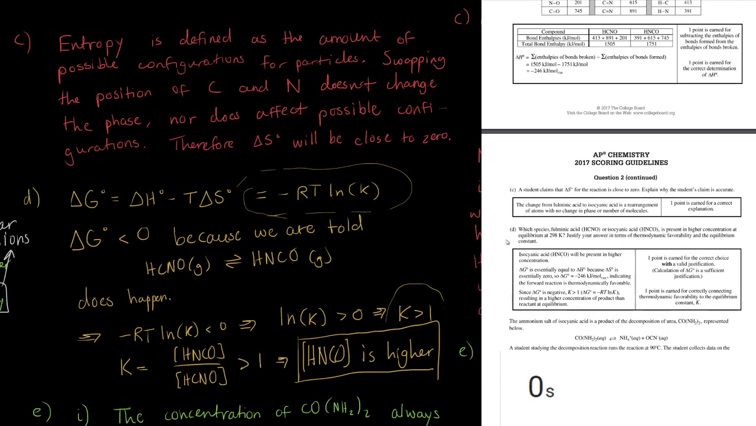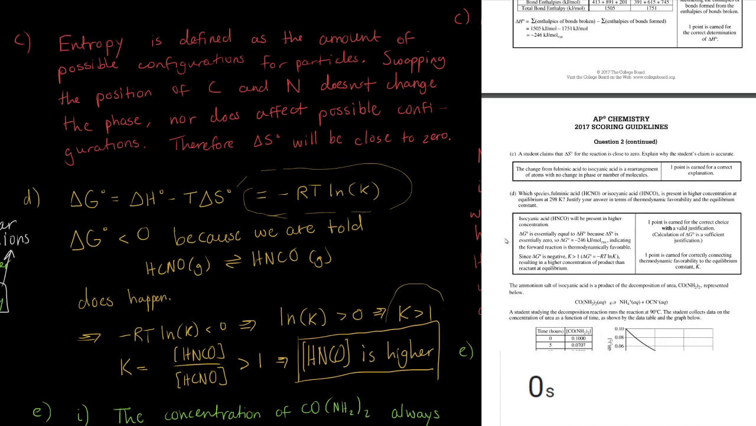Let's go. Entropy is defined as the amount of possible configurations of particles. Swapping the position doesn't change the phase, nor does it affect the possible configuration, therefore it is close to 0. The change from fulminic acid to isocyanic acid is a rearrangement of molecules, no change in the phase or number of molecules. So bam, we earn our point. Cool.